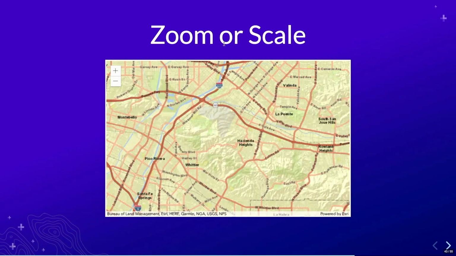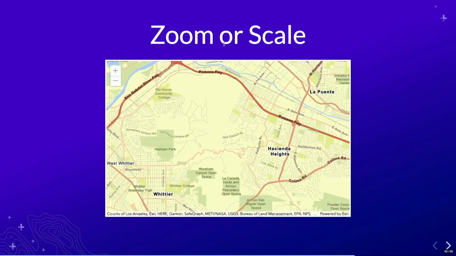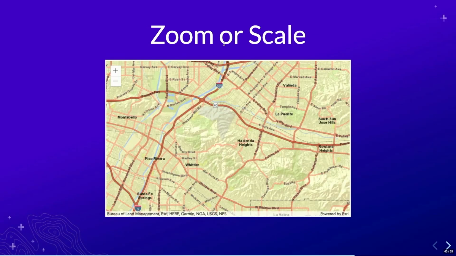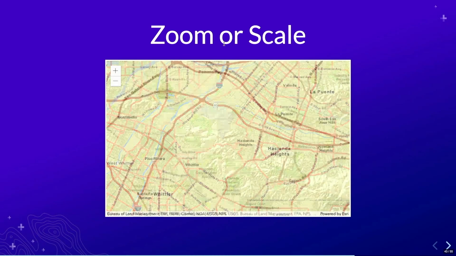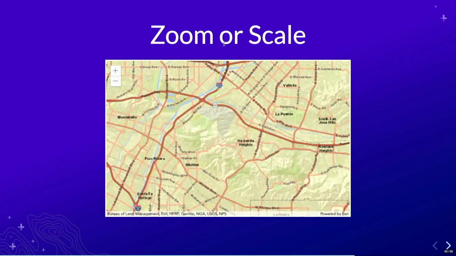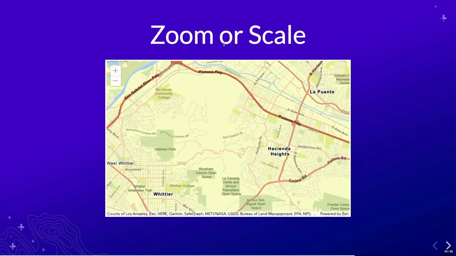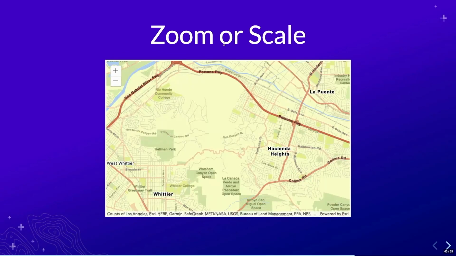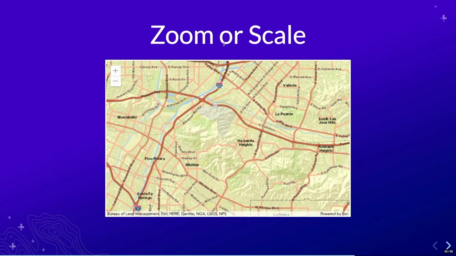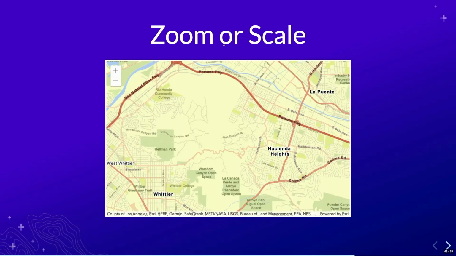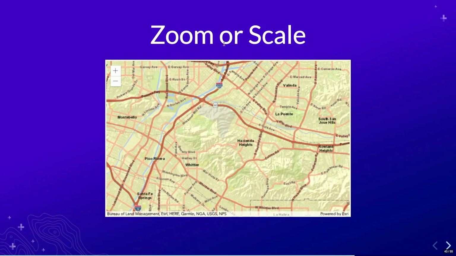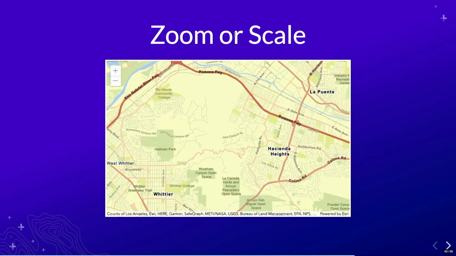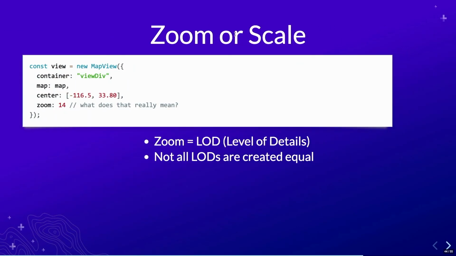Zoom or scale. So let me talk about this one for a second. There is a difference between zoom or scale. Now, if you look at this animated GIF here, basically what's happening is that I've got one map with the same zoom level, but one is vector tiles and one is raster tiles. And the reason for that has to do with the tiling difference between those two types of services. So it's important to note that zoom or scale are not the same thing.